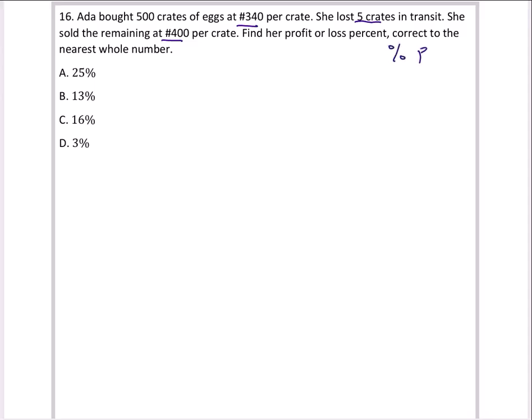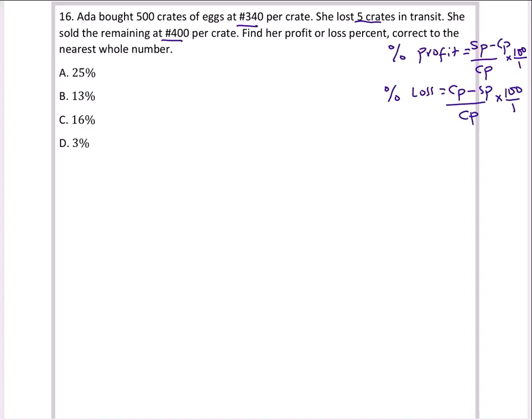Percentage profit, which is also known as percentage gain, is equal to selling price minus cost price over cost price multiplied by 100/1. This is the formula for percentage profit. Then percentage loss is equal to cost price minus selling price over cost price multiplied by 100/1. So let's just have this at the back of our mind.